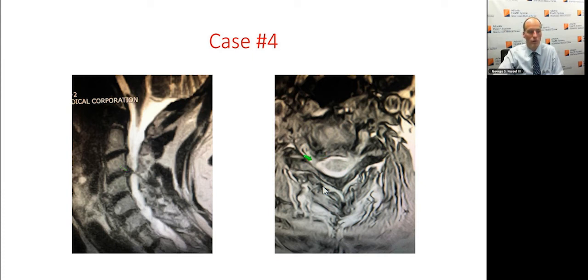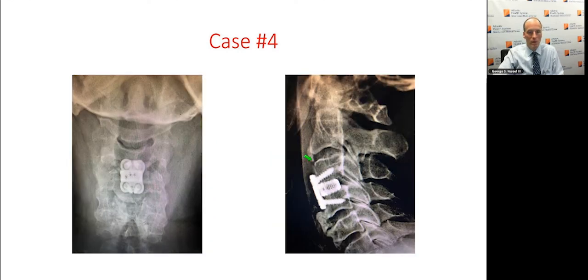He failed conservative treatment, and he underwent a C3-4 anterior cervical discectomy and fusion. I showed this case because look how arthritic he is below here, but there was no reason to do it. It was an isolated focal nerve root injury, and just treating that was indicated.